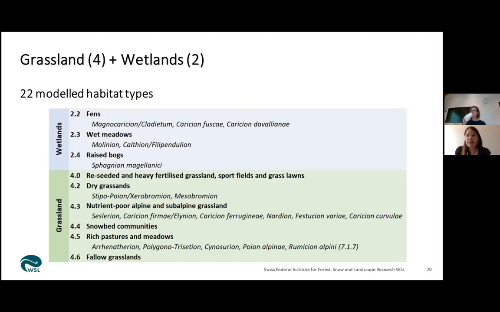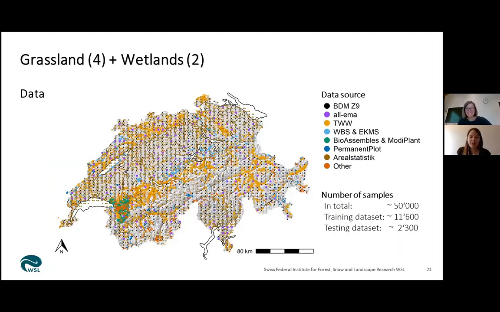Then regarding the data, next slide, please. We collected data from various sources, mainly from field surveys, for example from the BDM, but also from surveys within biotopes of national importance. Altogether, we collected around 50,000 vegetation samples with a TypoCH classification. From this data, we then derived 2 data sets, a training data set and a testing data set.